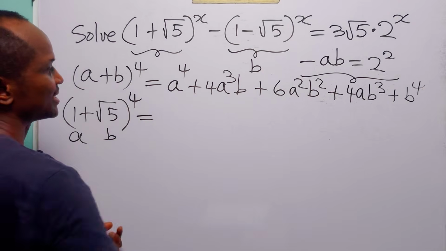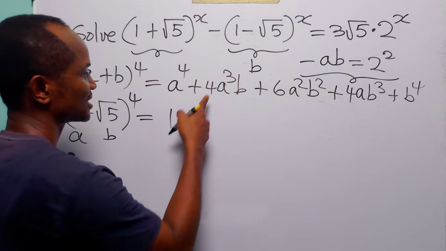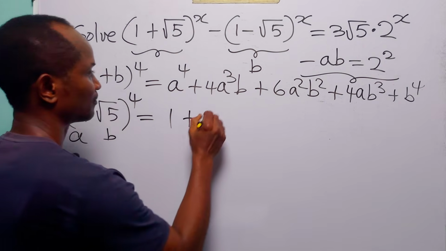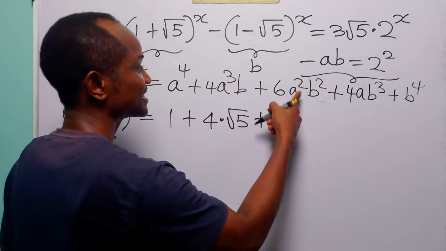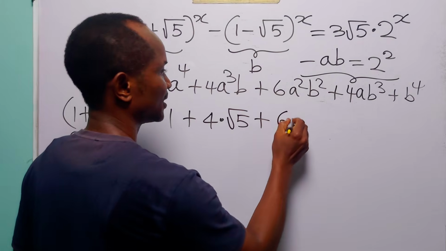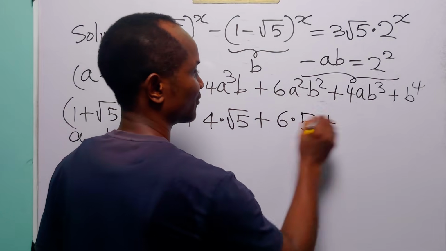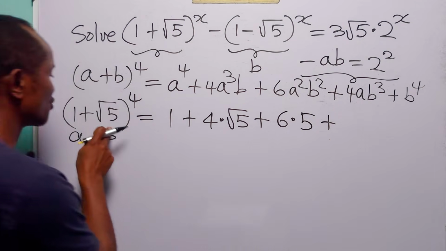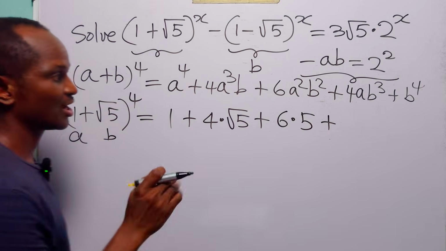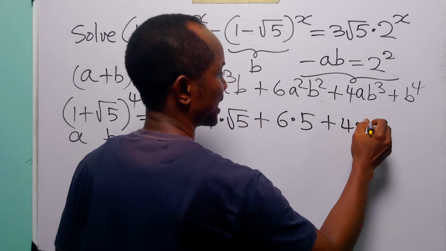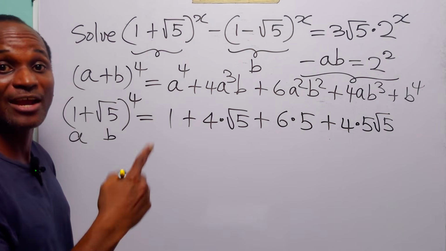So now, substituting into this, we have 1 to the power 4, which of course is equal to 1, plus 4 times 1 cubed, which is 4, times √5, plus 6 times 1 squared, which is 6, times b squared, that is √5 squared, which of course is equal to 5, plus 4 times 1 times (√5)^3. (√5)^3 is √5 times √5 times √5. So here we have 4 times 5√5. (√5)^3 is 5√5.